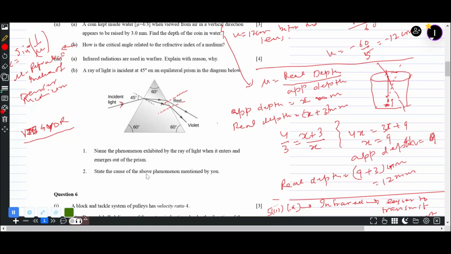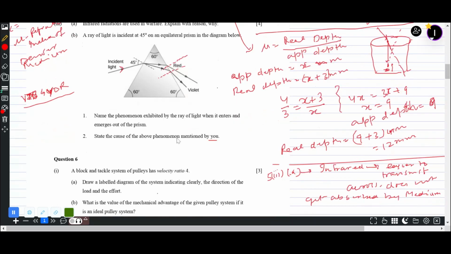State the cause of the above phenomenon mentioned by you. That is called dispersion of light, and as I explained, these colored lights travel at different speeds in the denser medium because of their wavelength. So the extent of deviation is different when they enter from rarer to denser medium and from denser to rarer medium, and thus a dispersion of light happens, and that is what is driven by the prism.